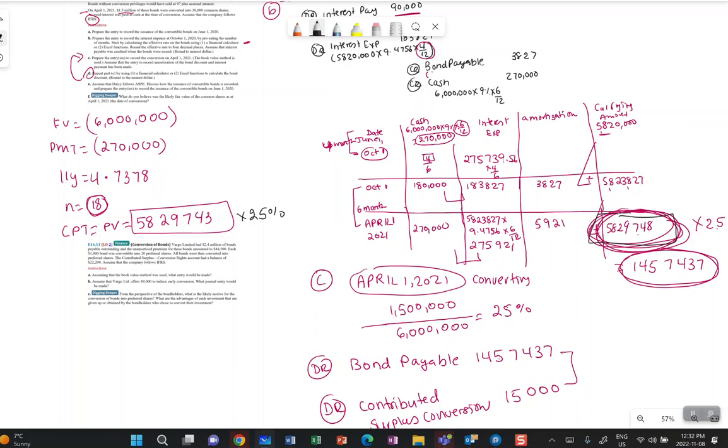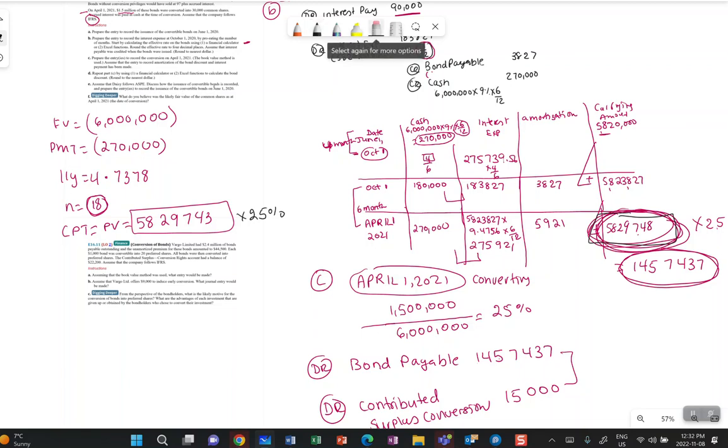So now let's see what the next part of the question is asking us to do. They're saying part D, use the financial calculator to calculate the bond. So we did that. And then the next is, assume that Daisy follows ASPE, discuss how the issuance of the convertible debt is recorded, and prepare the entry to record the issuance of the bond on June 1st, 2021.